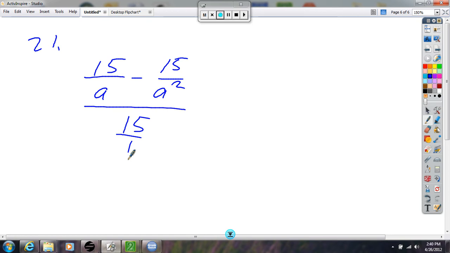So I have a and a squared, so my common denominator is a squared. What do I want to do with a squared? Put it on top. Put it on top of every fraction, including this one. What do we do after you put the common denominator on top? Cancel.